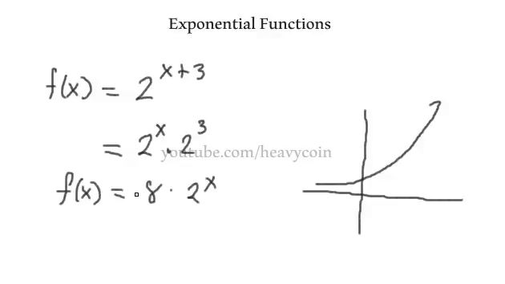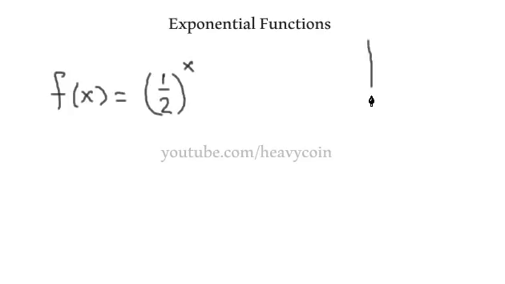Now remember, if we toss a negative out in front of this, what's going to happen? It's going to cause this graph to do this. Okay, going to cause the graph to do that. So remember, when we throw negatives out front, this is what we get.